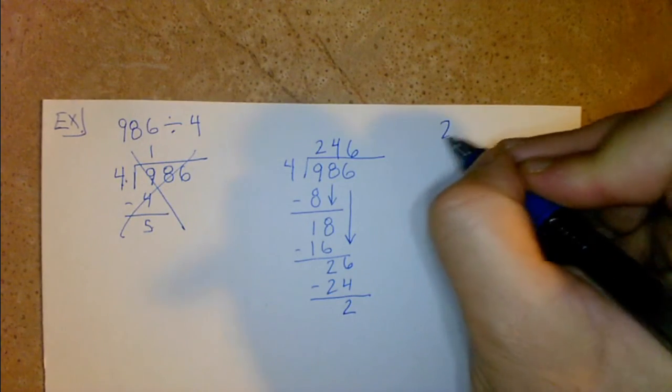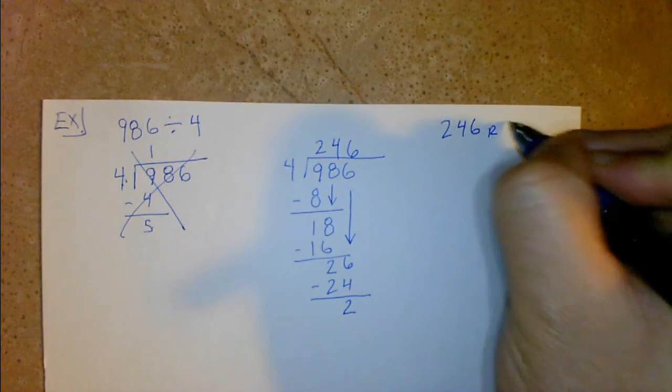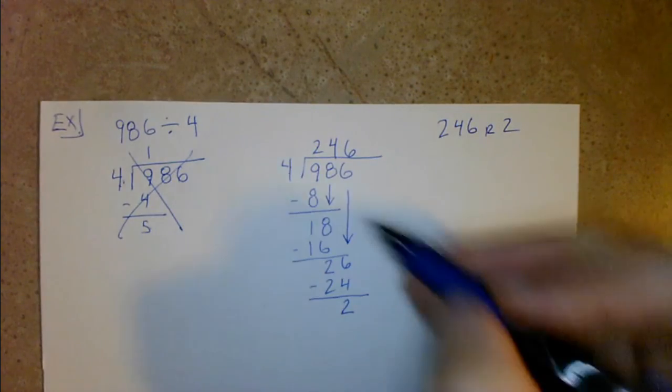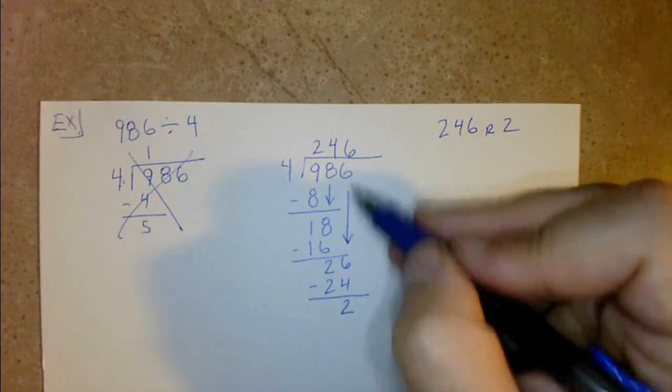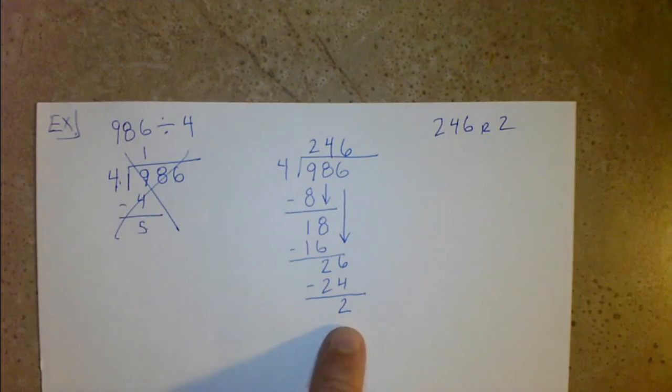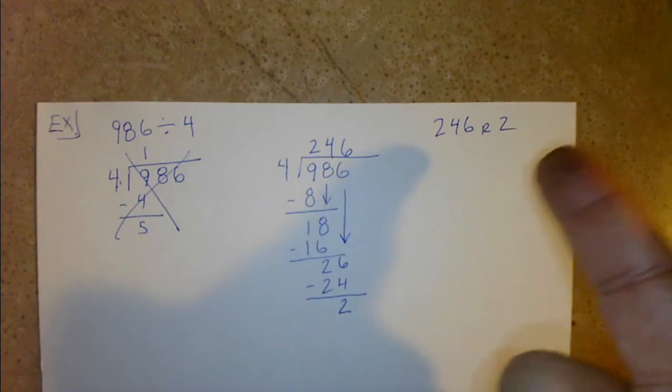We could write it as 246 remainder 2. I've run out of whole numbers to drop. And so that's how I know that I'm done. And you can check.